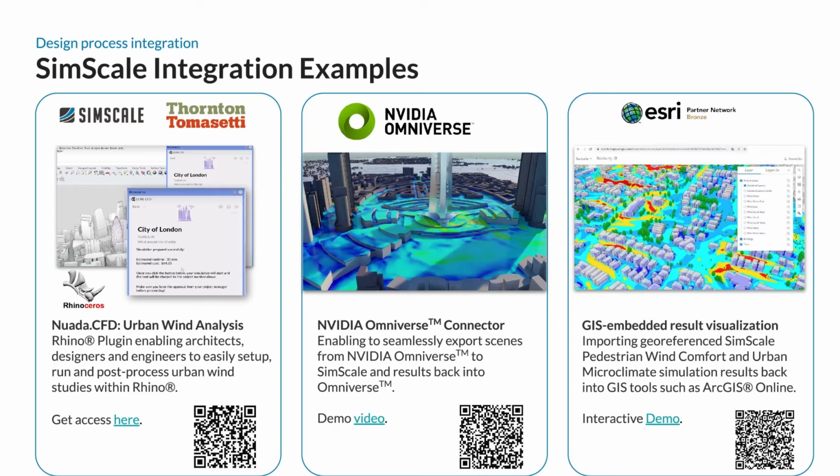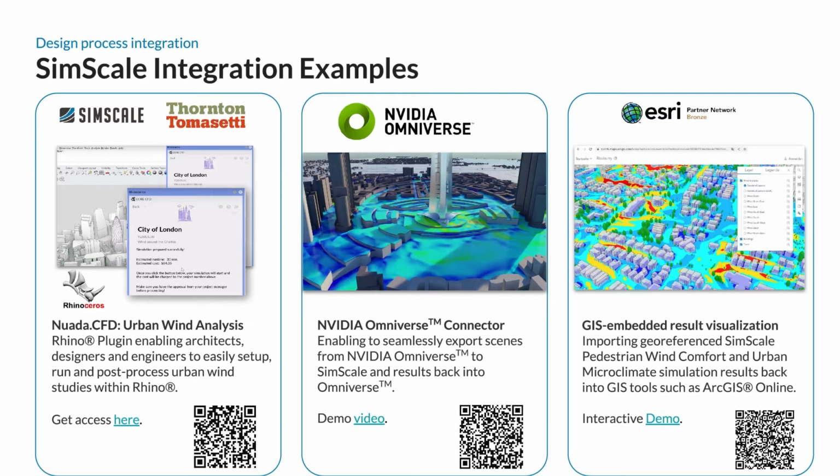through the web browser, there's also another option for how SimScale is delivered, and it's namely through third-party integrations. On the left, we see an integration example that was co-developed with our customer Thunder Massetti. They developed a Rhino plugin. So within Rhino, you can run pedestrian wind comfort and building wind load analysis directly.